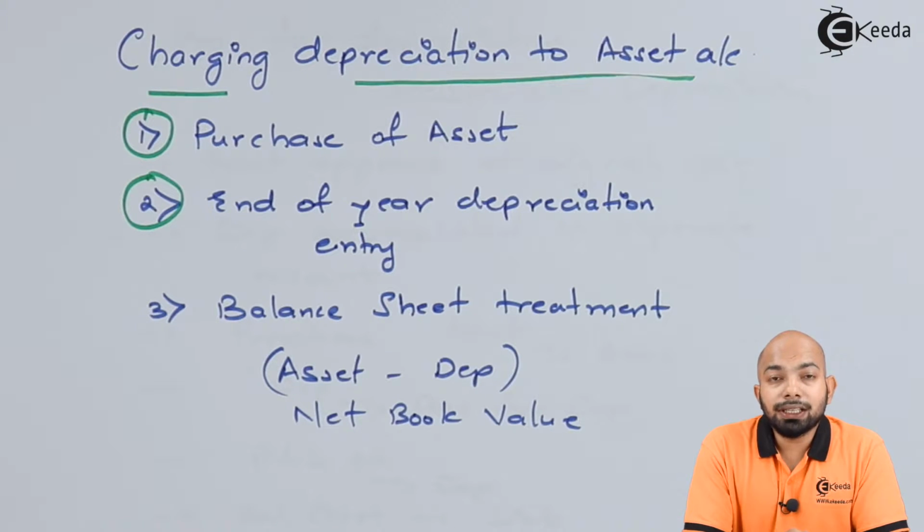Now, after charging depreciation, you need to show that in the balance sheet. That will be your third most important step, whereby you transfer the balance of the asset and of the depreciation to the balance sheet. One will be on the liability side and the second will be on the asset side. The asset will be shown on the asset side, and depreciation, as it is a provision, we need to show on the liability side. Let's further find out what the three steps are when it comes to provision of depreciation or charging depreciation to an asset.